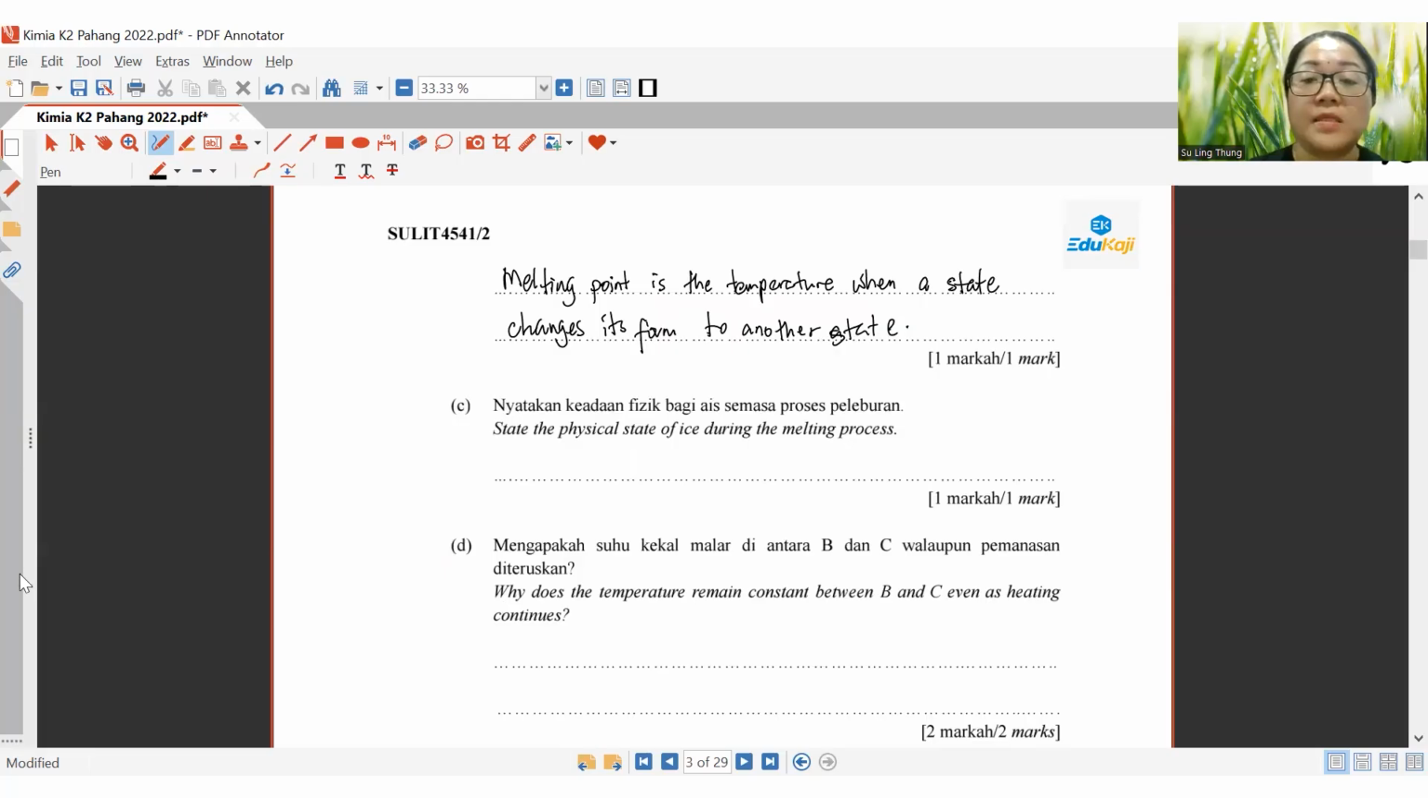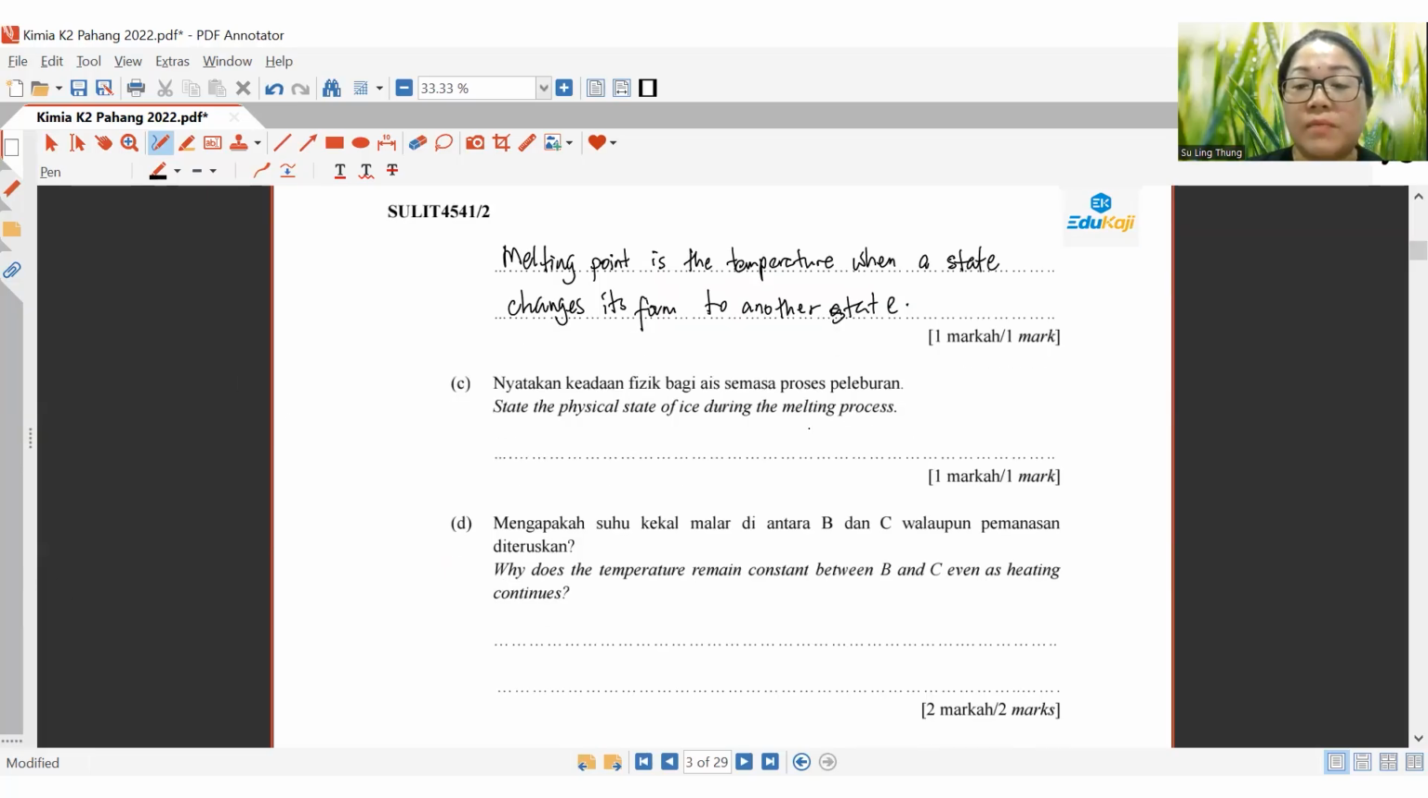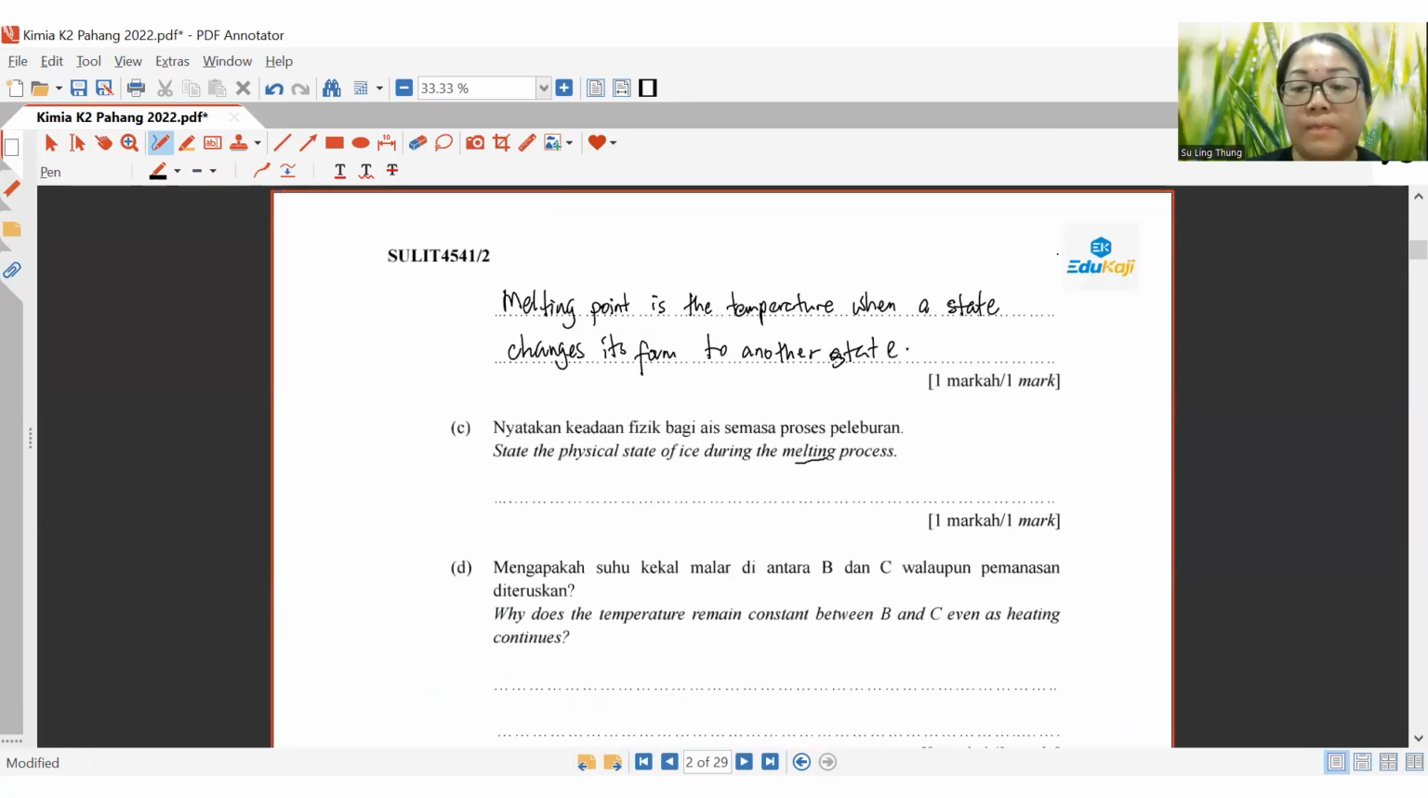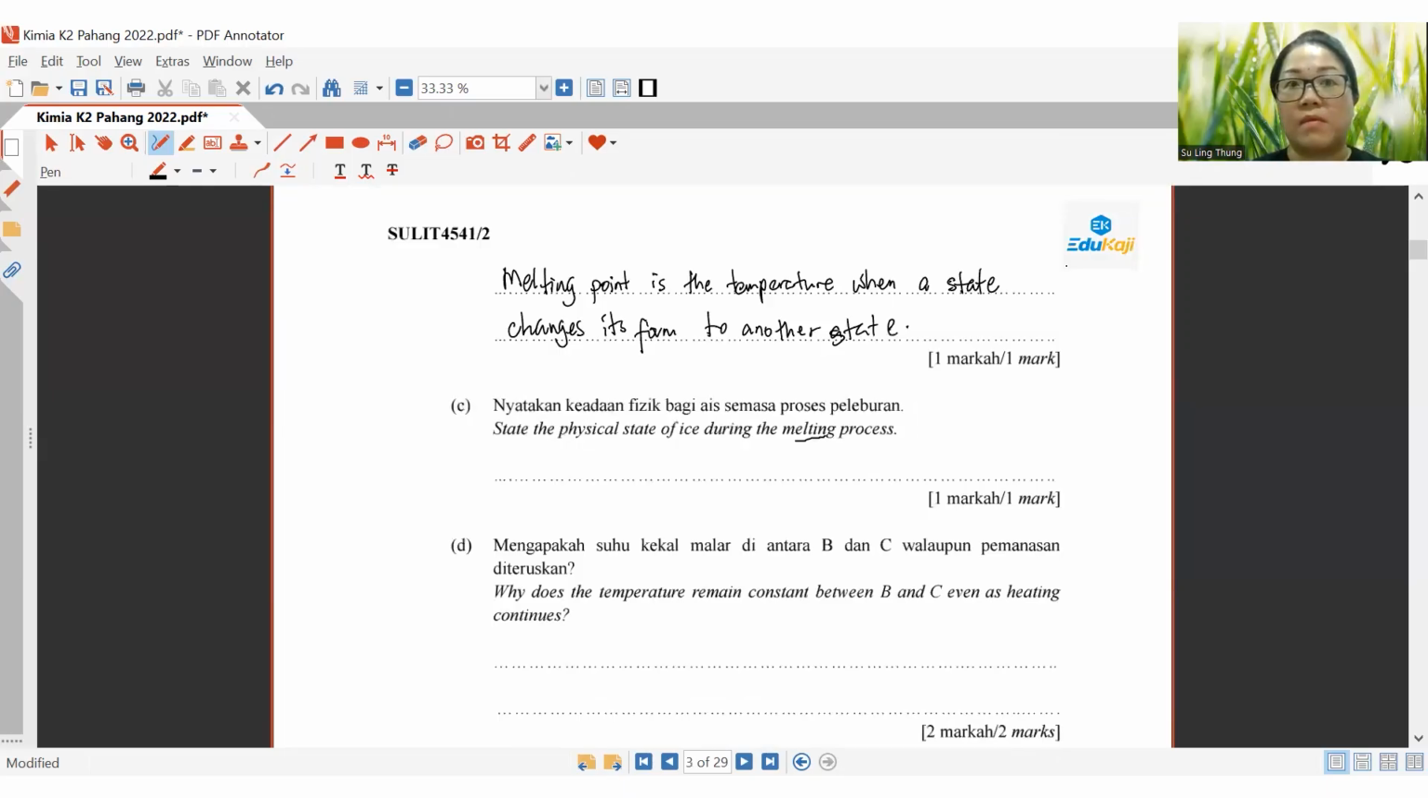Now let's look at C. State the physical state of ice during the melting process. If it's during the melting process, basically it's melting. It's the temperature whereby it's at the melting point. So the state is normally solid and liquid at the same time. That's what we call the physical state.